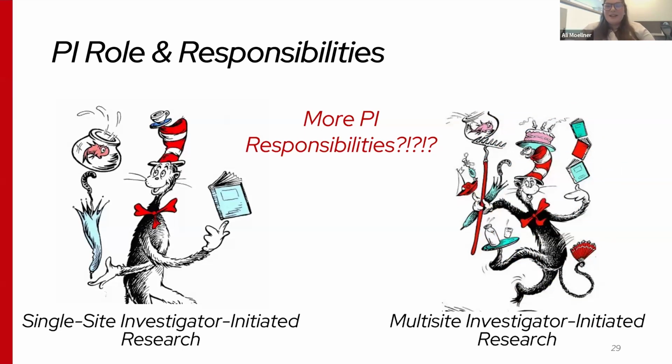Okay, so this probably isn't a surprise to those that have done multi-site clinical trials, or maybe who have not, but single-site investigator-initiated research versus multi-site investigator-initiated research can add a lot more balls to juggle, or in this instance, things to balance for Cat in the Hat. Theresa, if you just want to go to the next one.